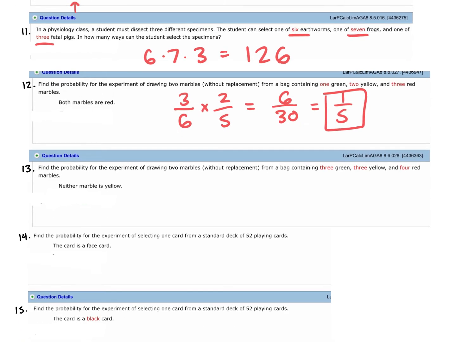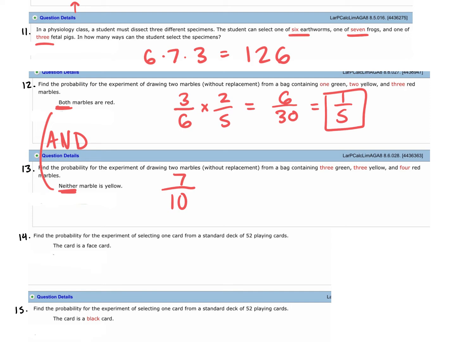So 13 is one of those neither ones. So again, when it says both or neither, these mean and. So we would want to multiply. So find the probability for the experiment of drawing 2 marbles without replacement from a bag containing 3 green, 3 yellow, and 4 red marbles. So here I have 10 marbles total. I'm trying to pick a marble that is not yellow. So how many not yellow marbles do I have? 7, because there's 3 yellow ones. So the ones that are not yellow, there's 7.